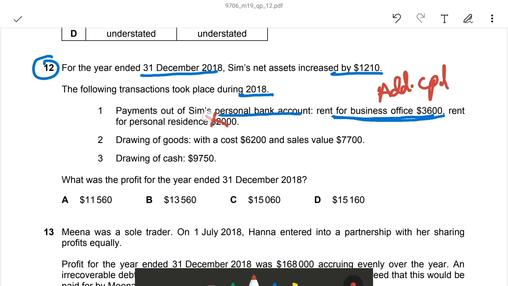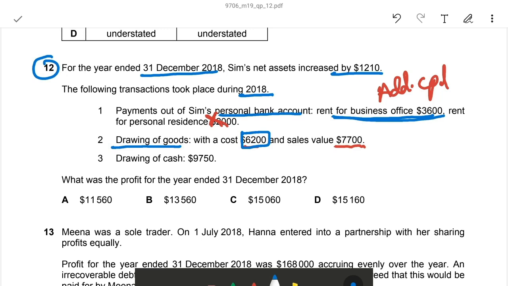It won't be recorded in the books of accounts. Then drawing of goods with cost 6,200 and sales value 7,700. Here they are given the cost and sales value. Always inventory is valued at the lower of cost or net realizable value. Here the cost is less, so we take the cost, 6,200, as drawing of goods.